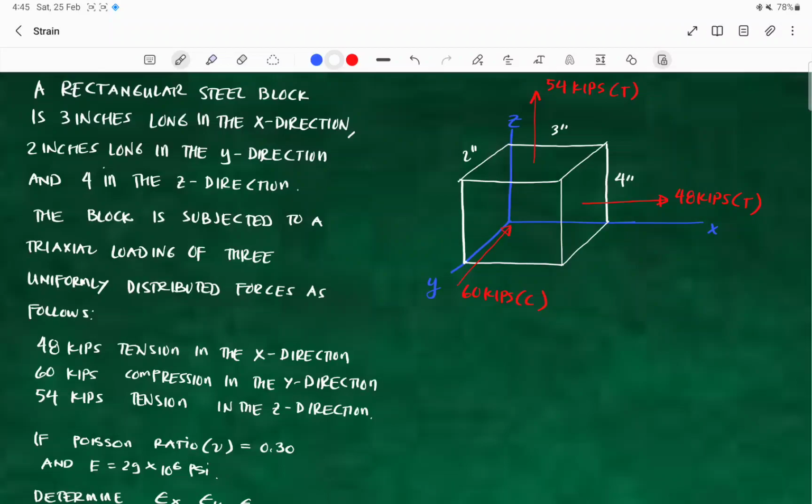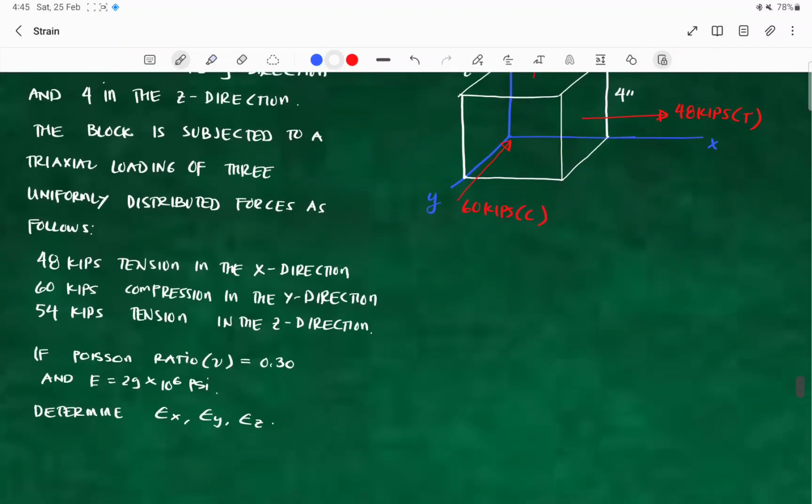So, if yung Poisson ratio natin is 0.3 for this steel block, and yung elastic modulus for steel is 29,000 KSI, or that is 29 times 10 to the power 6 PSI. So, ano daw yung strain along x-axis at y-axis and the z-axis.